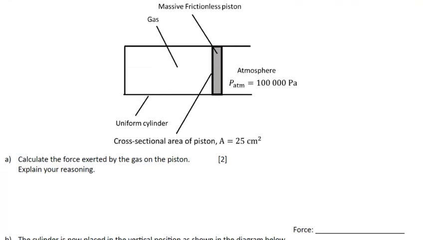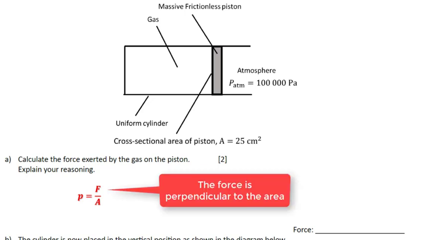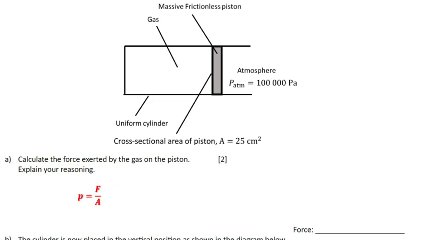La partie A, nous calculate the force exerted by the gas on the piston. Explain your reasoning. Donc, nous connaissons que pressure is equal to the normal force divided by the area. Remember that the force here is always perpendicular to the area. Alors là, nous avons le piston.